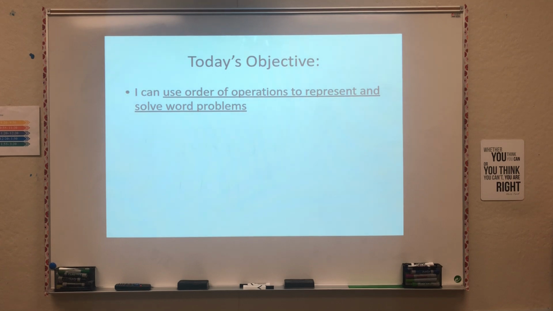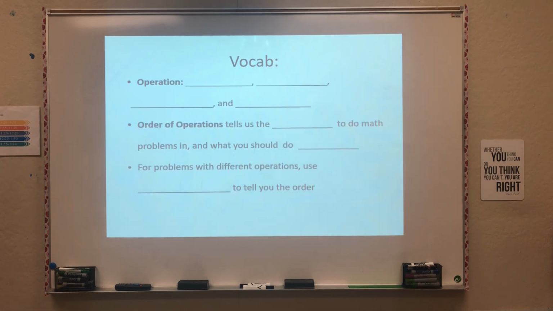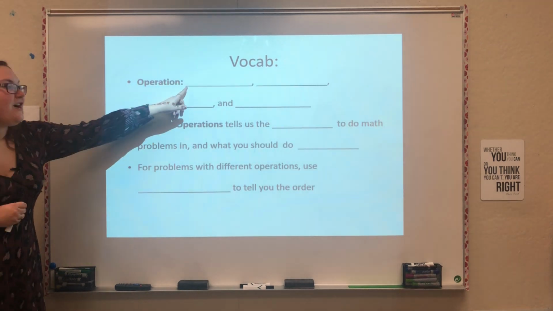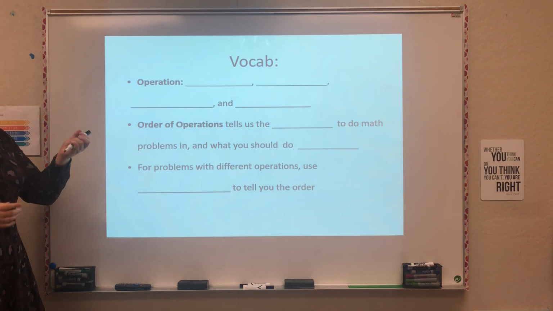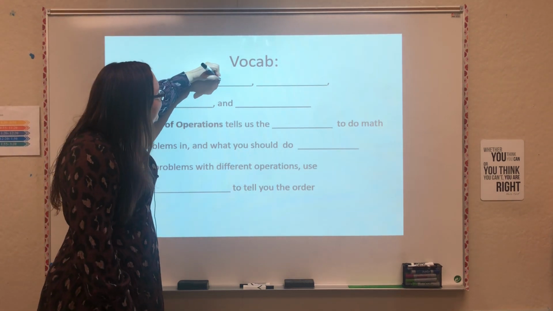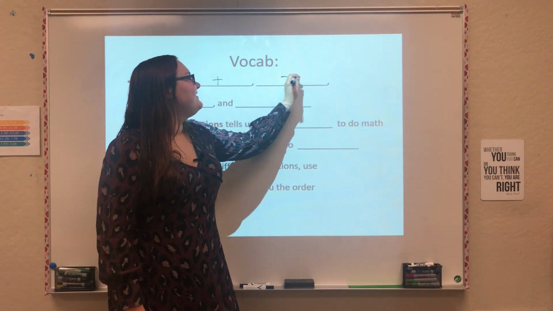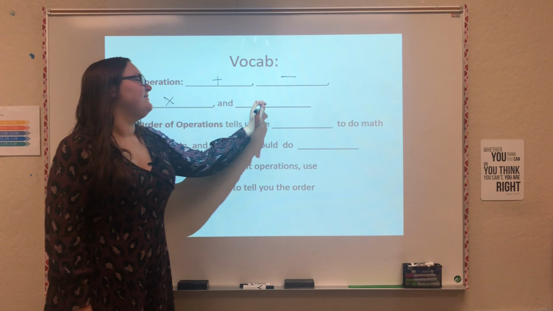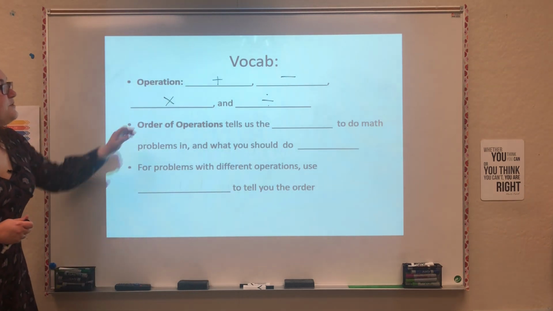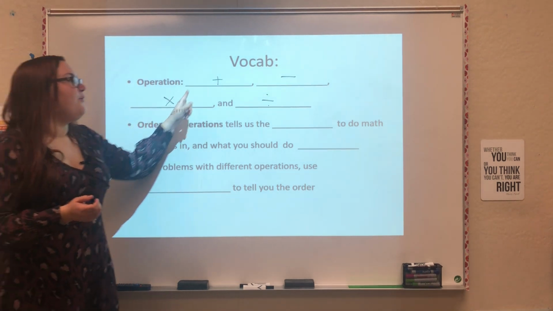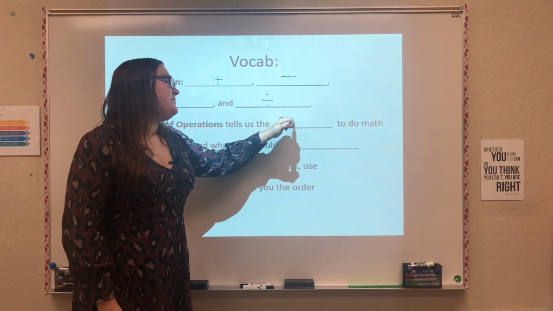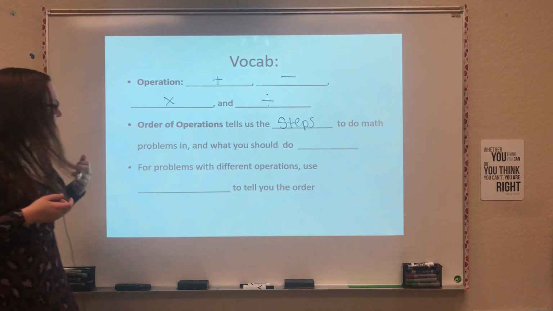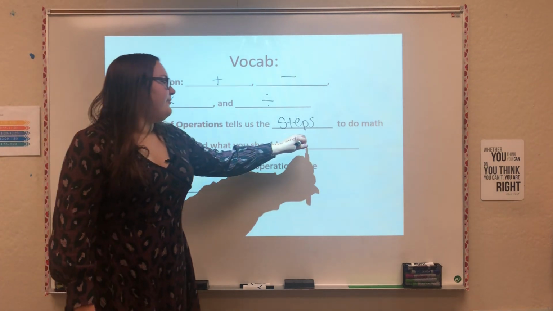To get us started, there's a lot of math vocabulary right there, really with that word operation and order of operations. So a quick review. When we say operation, there are 4 operations in math. Do you know what those 4 are? So the 4 types of math. You can write the words if you want, but I would say the 4 operations are add, subtract, multiply, and divide. So when we talk about the order of operations, we're talking about the order you do these things in. Order of operations tells us the steps, or the order, to do the math problems in, and what you should do first.